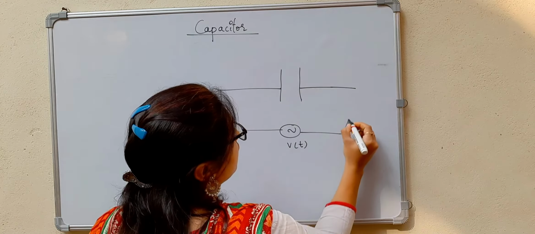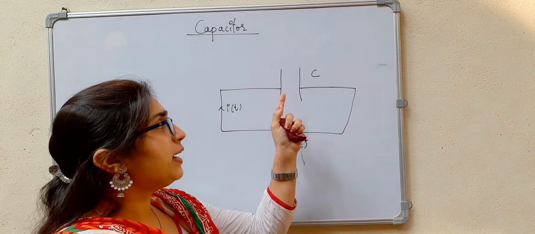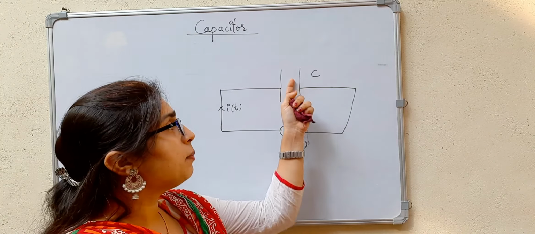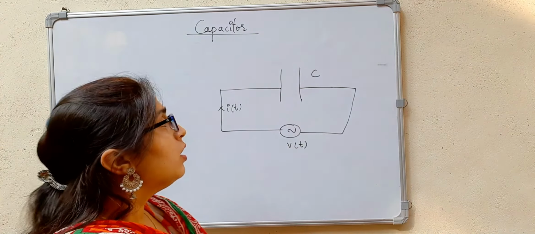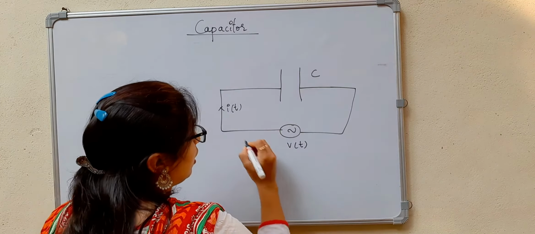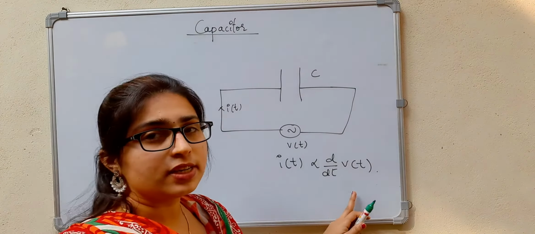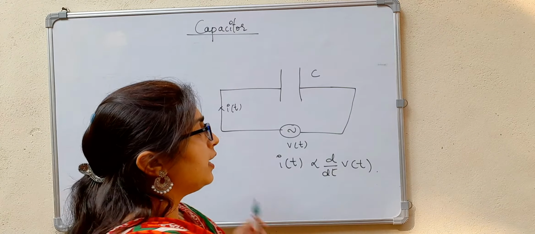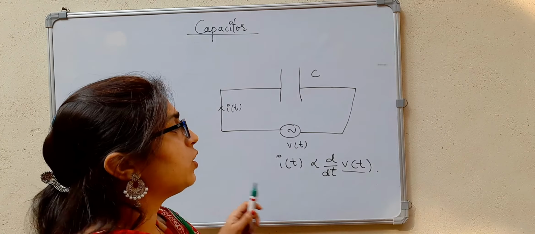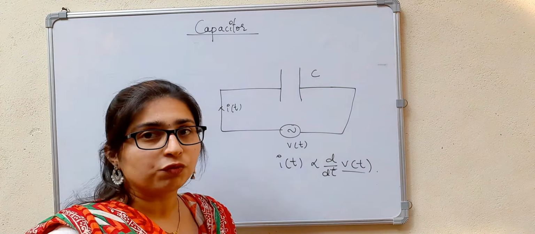be I of t, that is also varying with time. So, this is the capacitor. These are the conducting plates, and in the middle there will be a dielectric. Here the current is directly proportional to the rate of change of voltage across it. So this capacitor will oppose change in voltage.